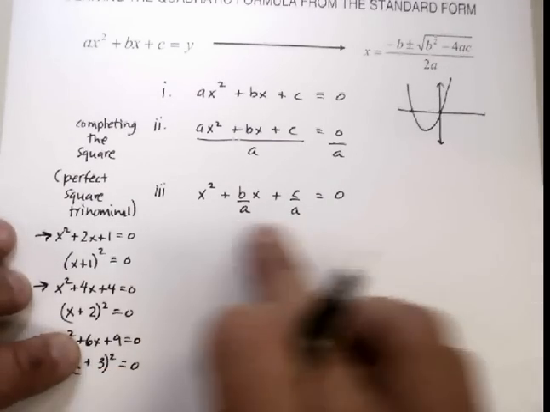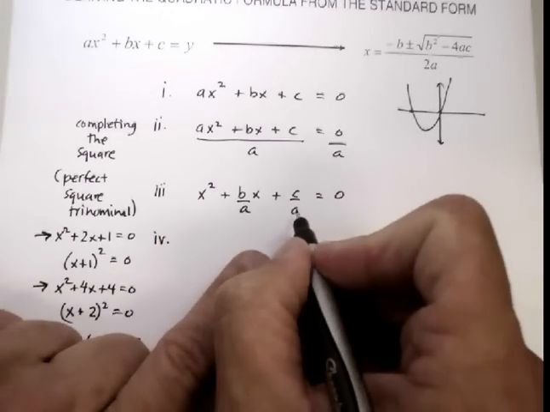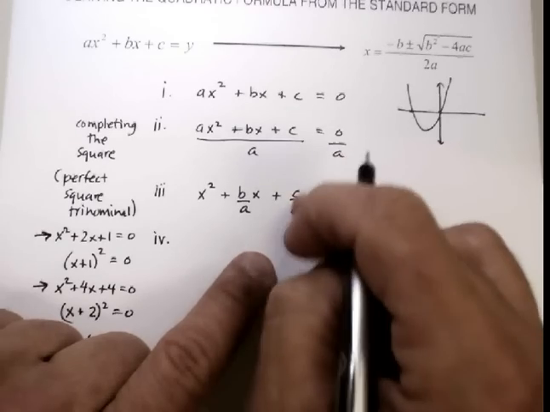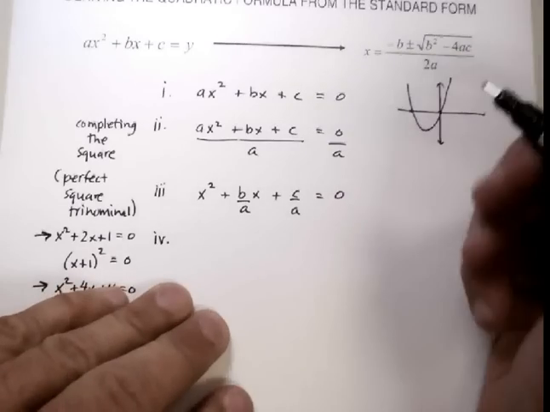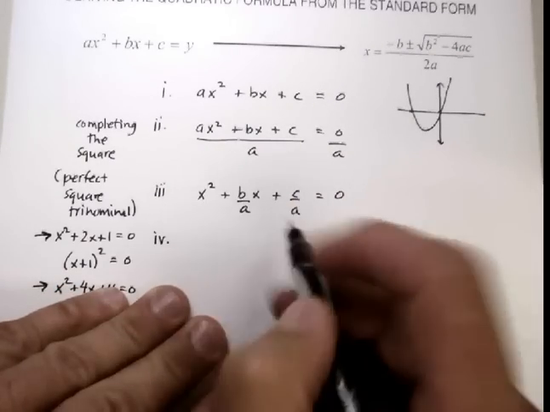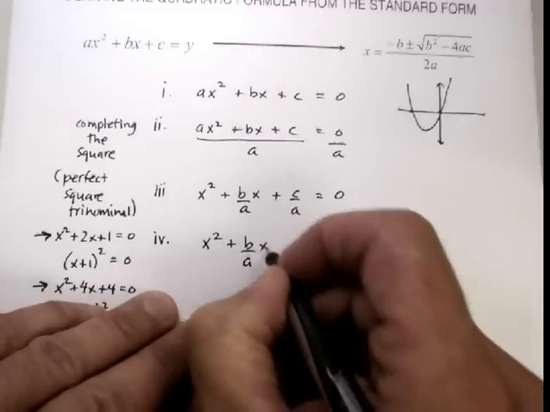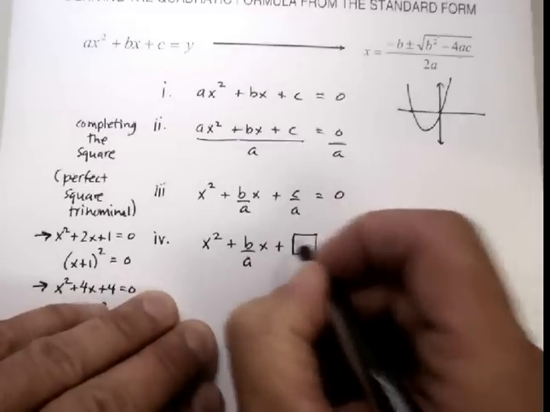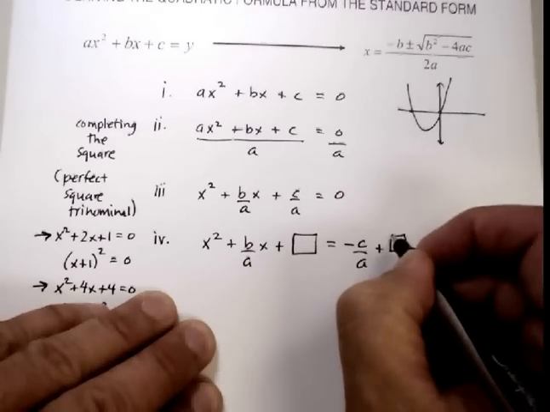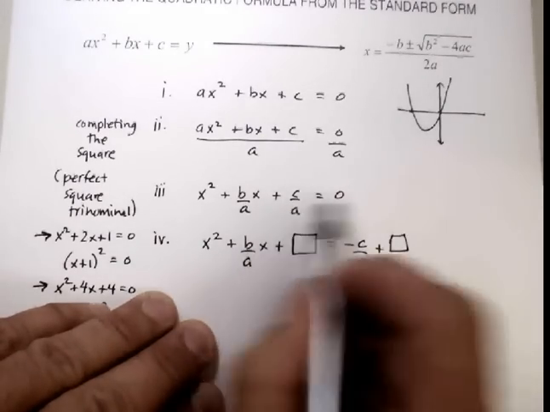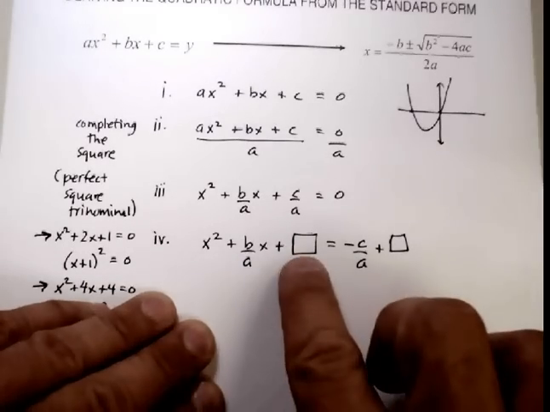So we've got the same situation going on up here. If I want this to be a perfect square, I need something that I know is a perfect square, and c over a doesn't look like a perfect square to me. So we're going to complete the square to make this happen. We're going to go x squared plus b over a times x plus something is equal to negative c over a plus something. In other words, we move this over to this side and try to figure out what the perfect square is that needs to go in here.